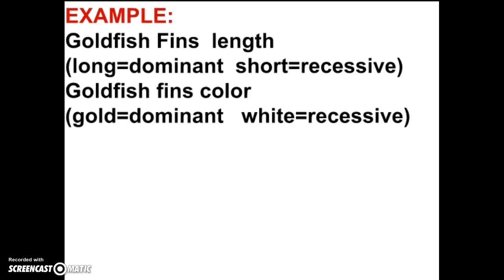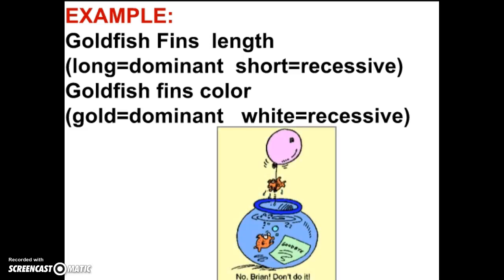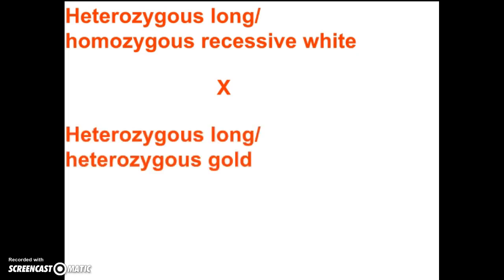We'll take a look at another example. Again, I make this stuff up. I have no idea if this is true, but we'll say that goldfish fins, their length, long, will be dominant to short, and their color, we'll say gold, will be dominant to white. So we will set up our problems. We'll take a heterozygous long and homozygous recessive white goldfish and cross that with a heterozygous long and heterozygous goldfish. Now, when I choose my letter pairs, I just go with whatever the dominant traits are, because then I can remember what the recessive ones are.